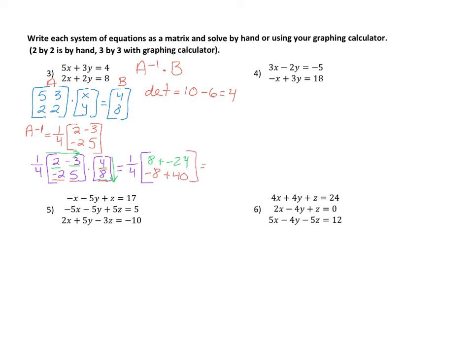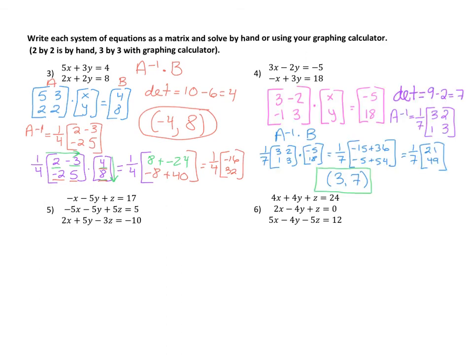And that will give me 1/4 times -16 and 32, which means my final answer is that x is -4 and y is 8. Now, pause the video now and try example 4. When you are done, play the video to check if you are right.